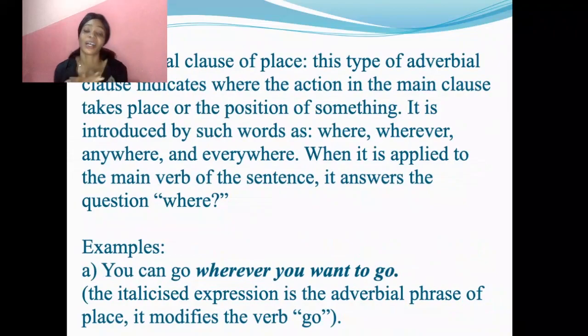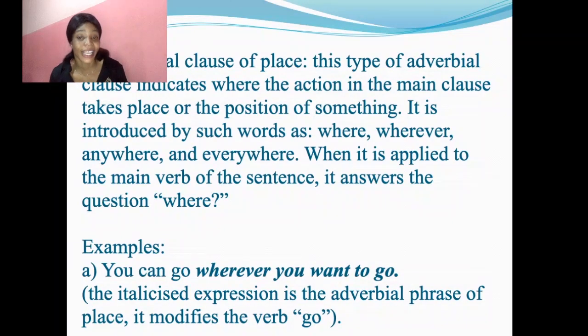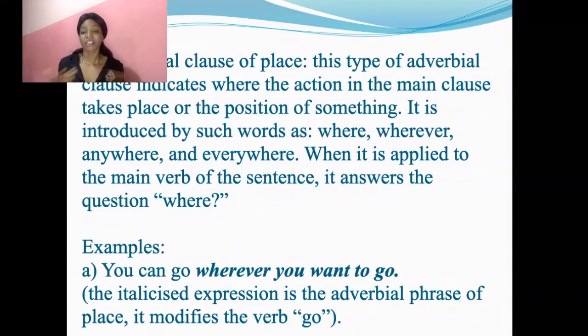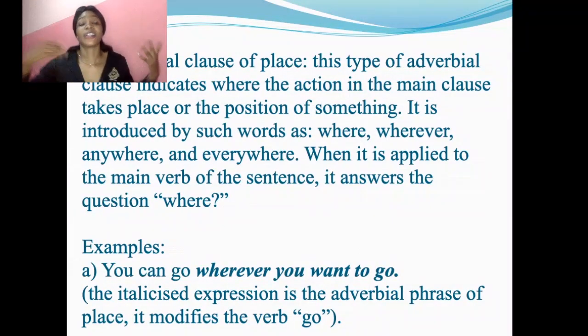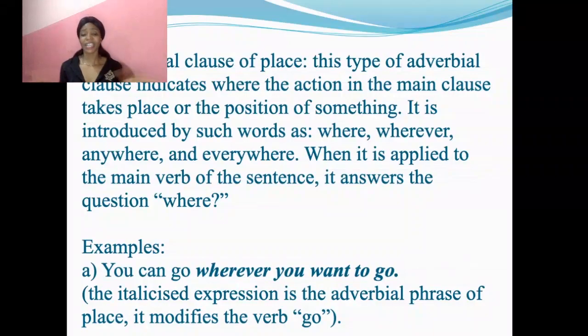Okay, let's move over to our adverbial clause number 2. Adverbial clause number 2 is an adverbial clause of place. Now, place, where. In essence, this adverbial clause gives us more information about where an action occurs or the position of something. And it is introduced by such words as where, wherever, everywhere, anywhere, etc.